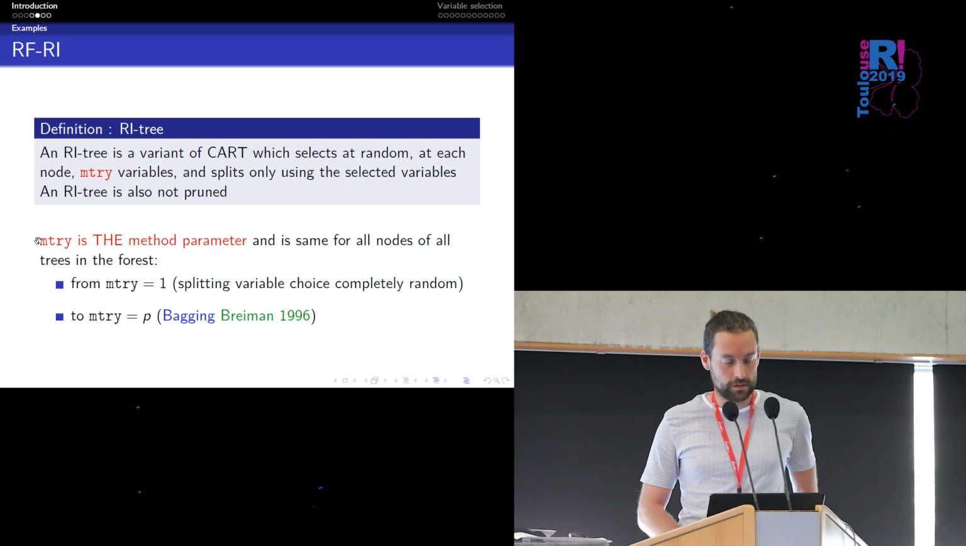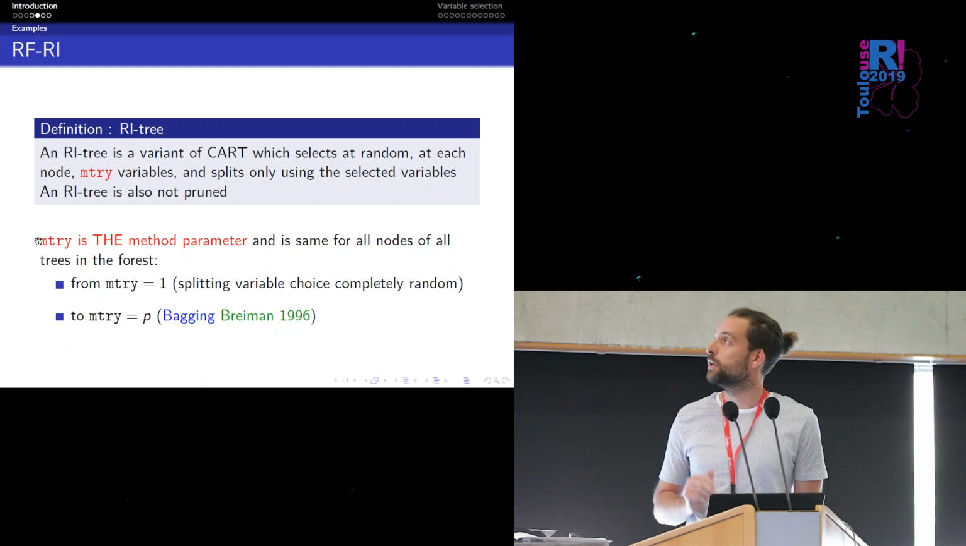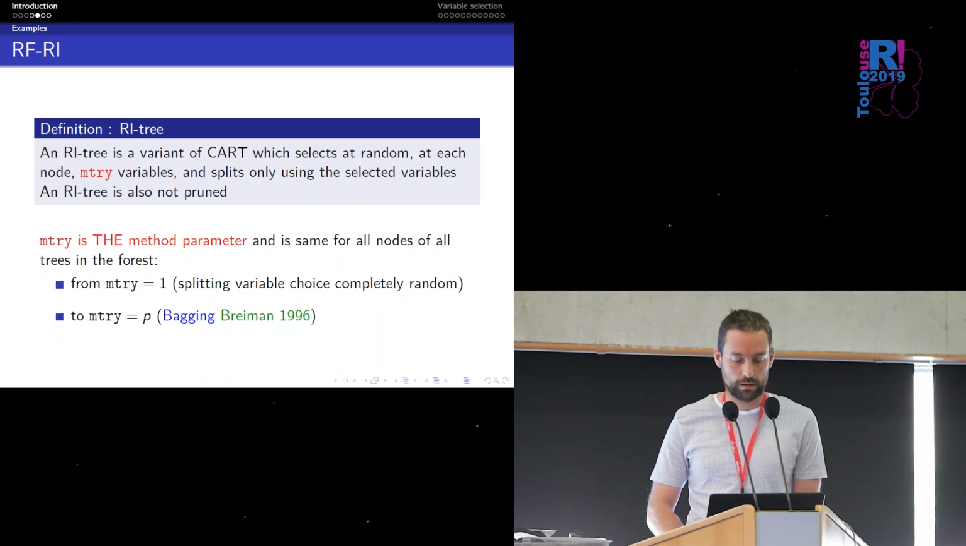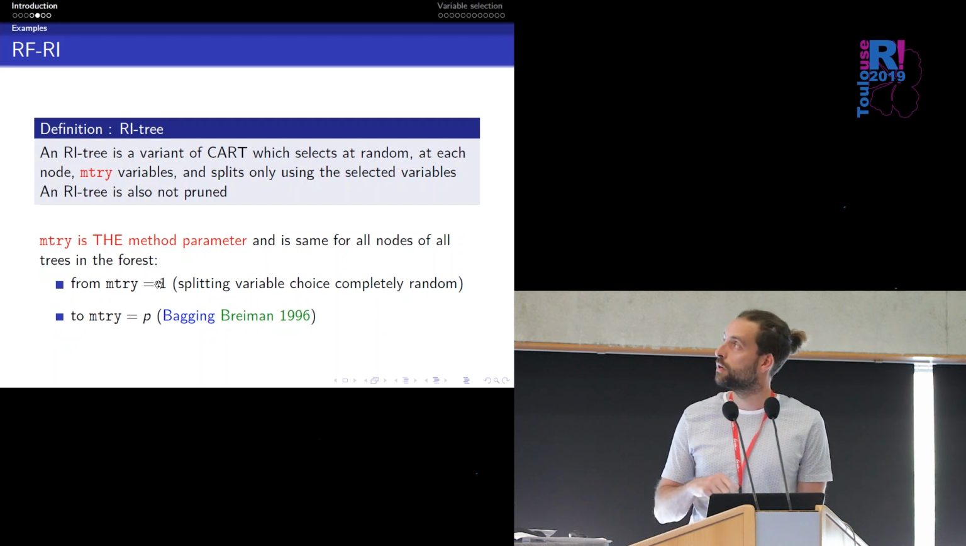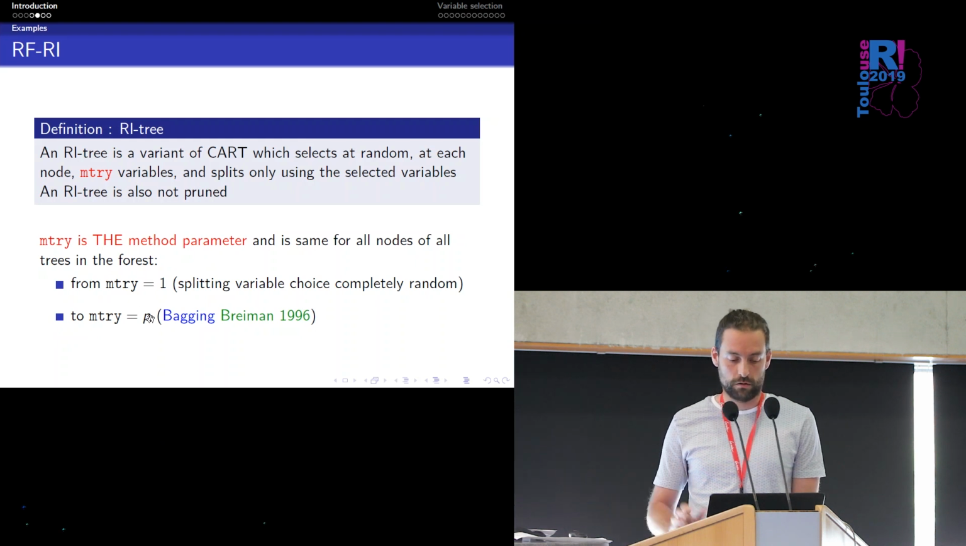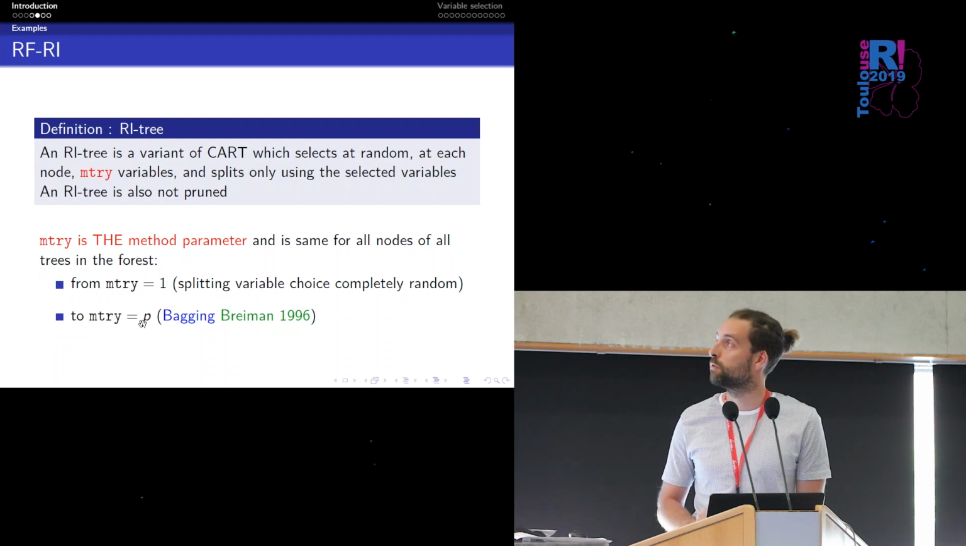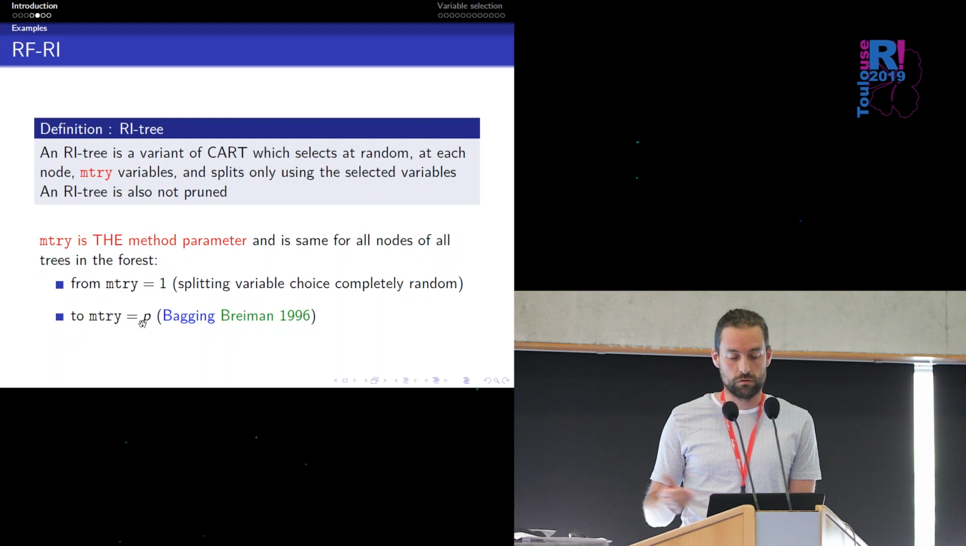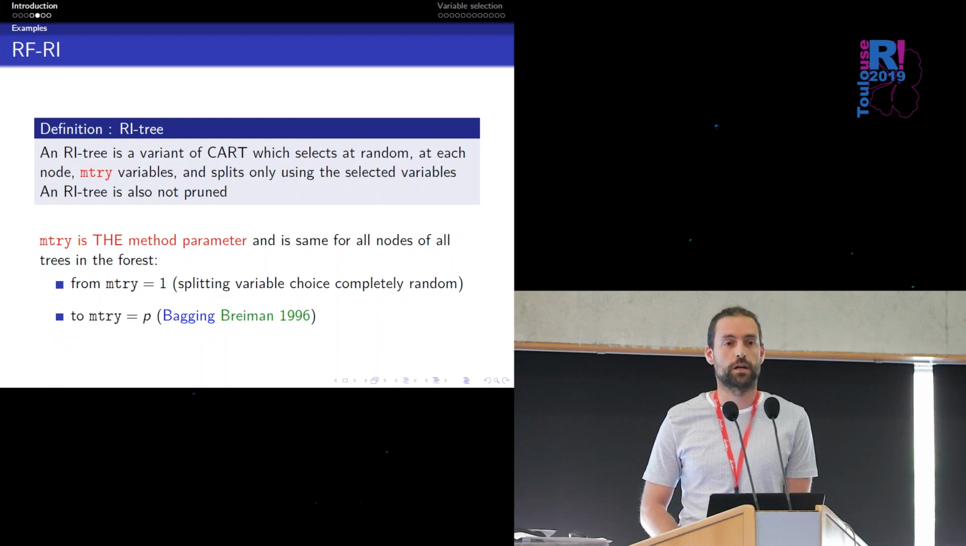I insist, the mtry parameter is the most important parameter of random forests. It goes from 1, in which case the splitting variable is completely random, to the other extreme case, mtry equals p, where you retrieve the classical CART tree, and this reduces to the bagging method also proposed by Breiman earlier.